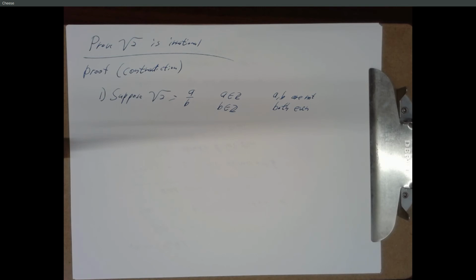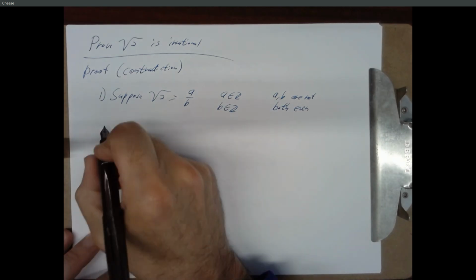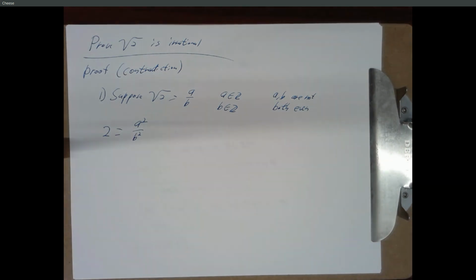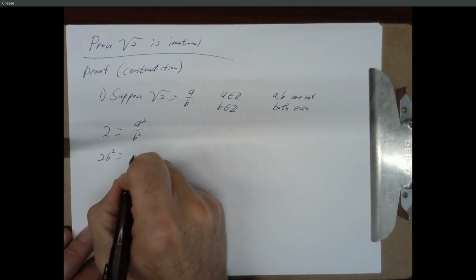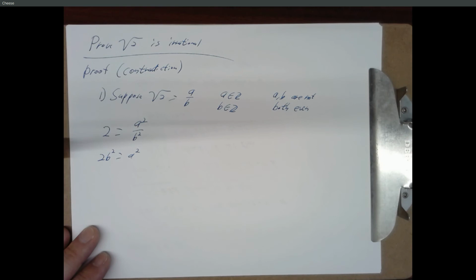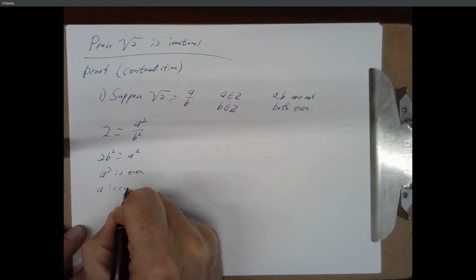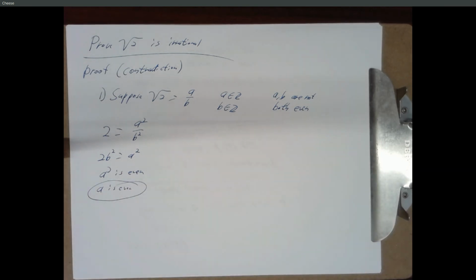So in other words, I'm just saying, let's put a over b in simplest terms, right? Get rid of any common factor. And so they can't both be divisible by 2. Okay, so here's how it goes. Square root of 2 is equal to a over b. So 2 is equal to a squared over b squared. I'm just going to square both sides. And so 2 times b squared is going to be equal to a squared, which means a squared is even, which means a is even. And we just showed if the square of an integer is even, then the integer is even.